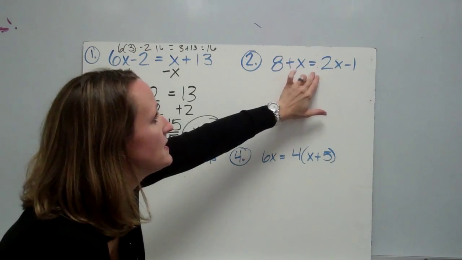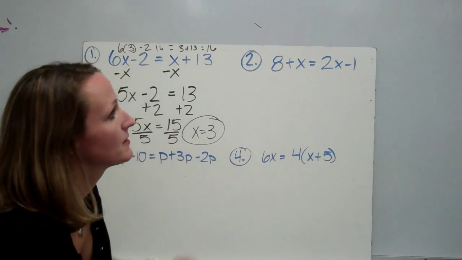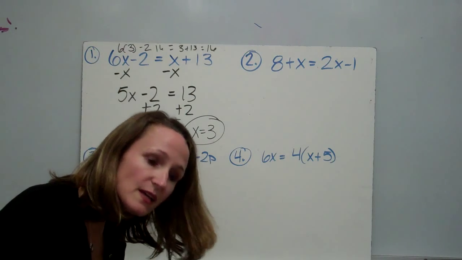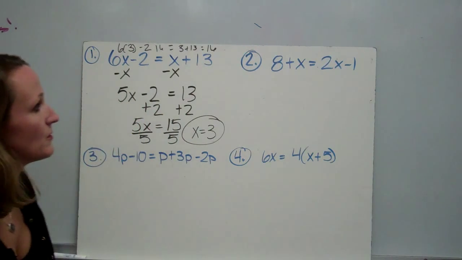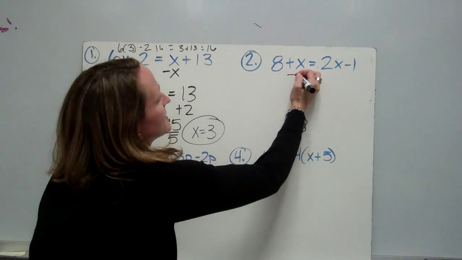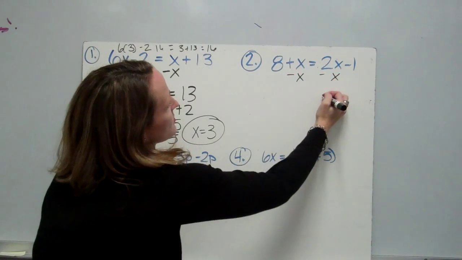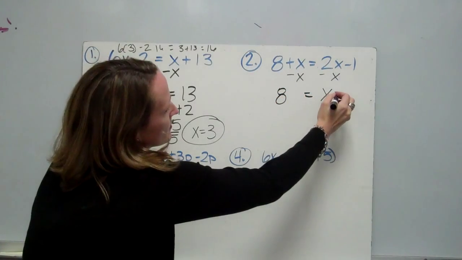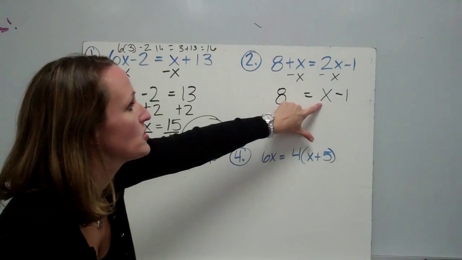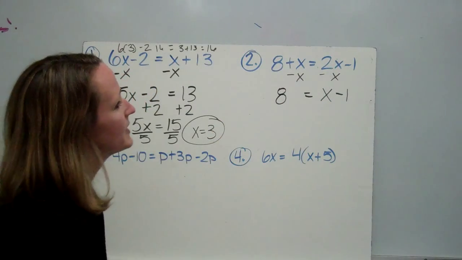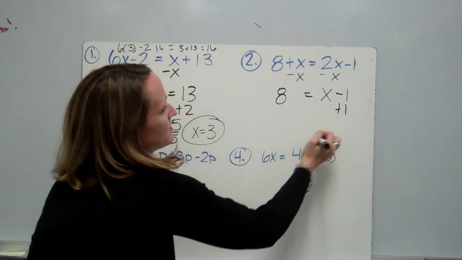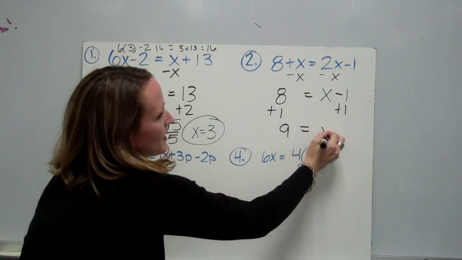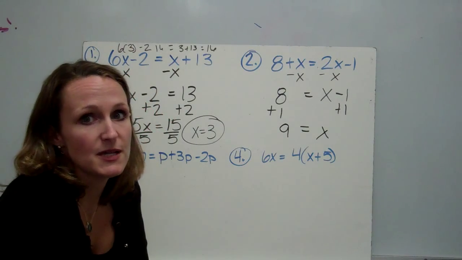Okay, let's look at number 2. 8 plus x equals 2x minus 1. Again, remember, when you start shifting your variables, you want to try and get a positive variable. It won't always work, but in this case it will. So minus x, minus x. On this side I just get x. I still have 8, minus 1. So now I've got my variables on this side, so this is going to come over here. Plus 1, plus 1. So here I get 9, over here I get x, and I'm done.